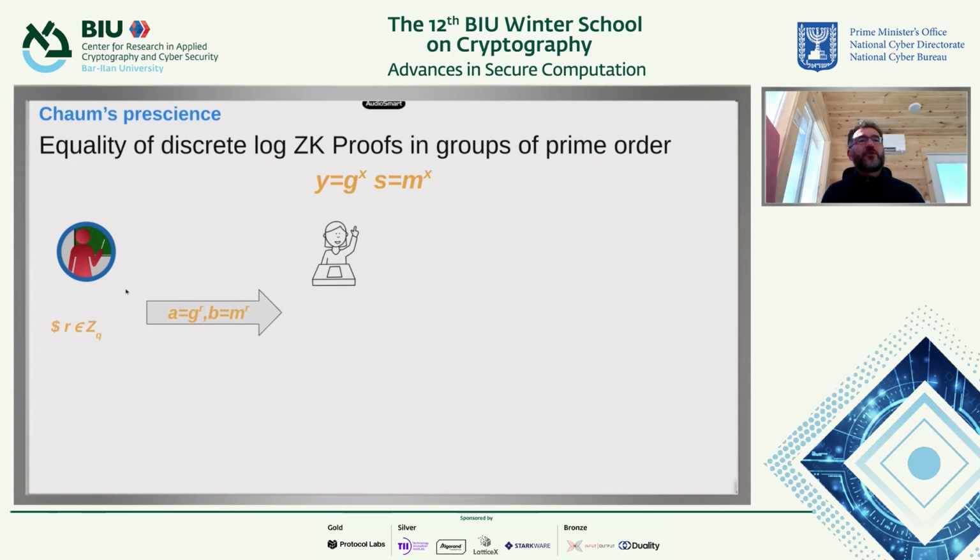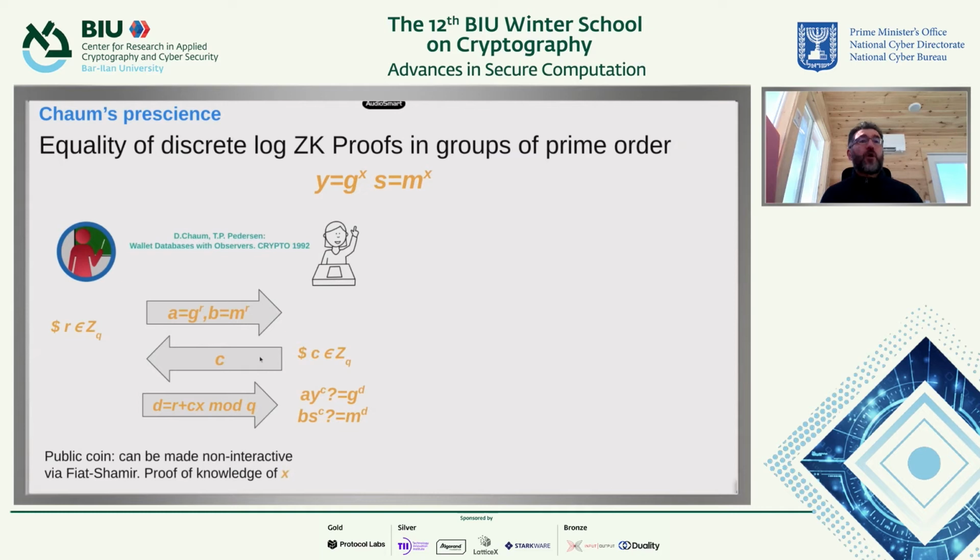One is basically a duplicate of the Schnorr proof. Remember, I have to prove that y is equal to g to the x and s is equal to m to the x. I'm going to send you g to the r and m to the r. You're going to send me a challenge, and I'm going to open a linear combination of the secret and the random nonce, r plus cx mod q, and you check two Schnorr equations with the same things. Because you're using the same things, that guarantees to you that the x is the same across.